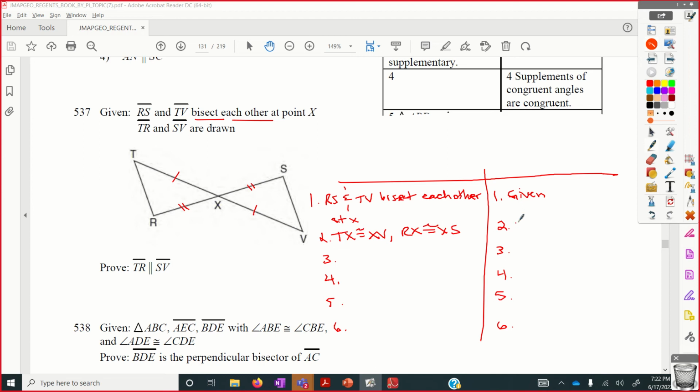All right, so segment bisectors cut the segment into two equal parts. From here, we should be looking to get our vertical angles in. So angle TXR is congruent to angle VXS. And then we can say the triangles are congruent.